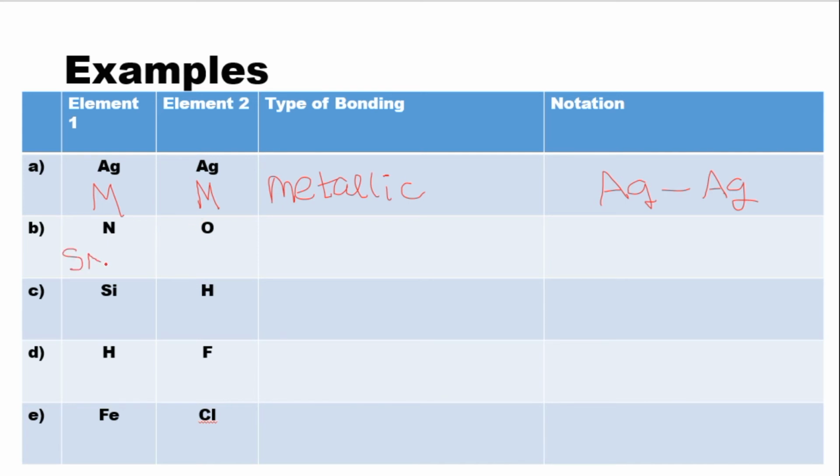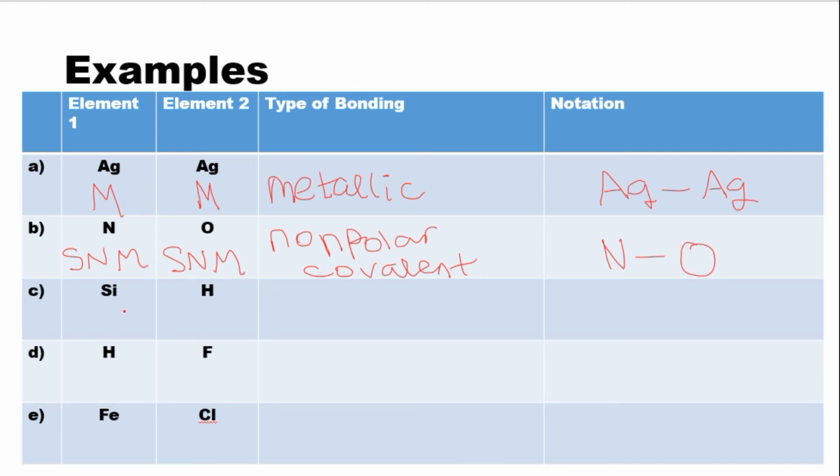All right, if you look at nitrogen and you look at oxygen, you know that that is a strong nonmetal, right? That's in the blue. Oxygen is also a strong nonmetal. And so when there's two strong nonmetals bound together, that's going to be a nonpolar covalent. And there is no special notation for that, so it's just NO.